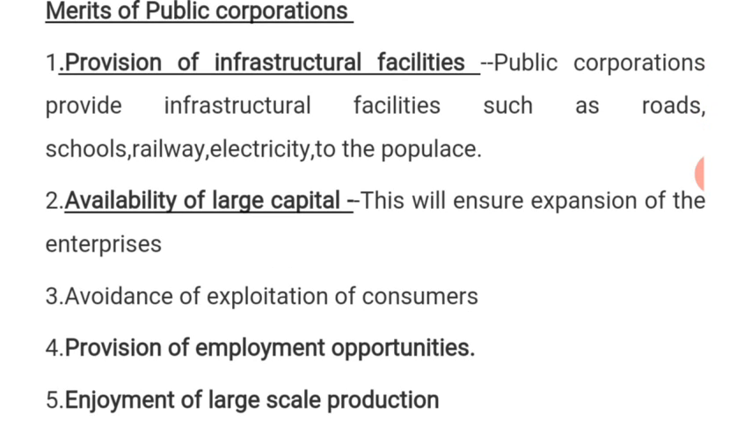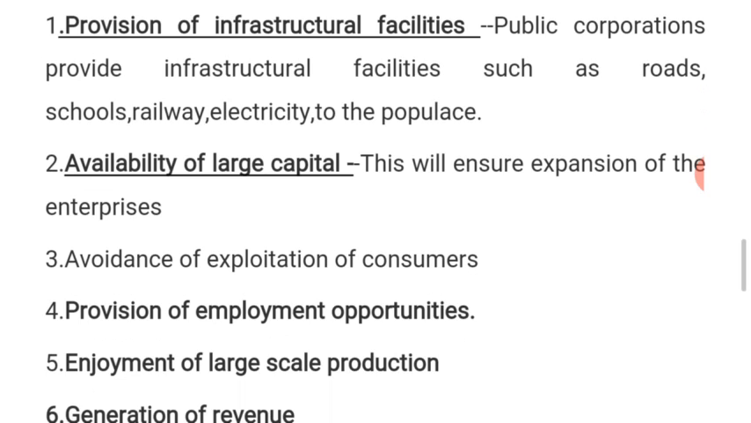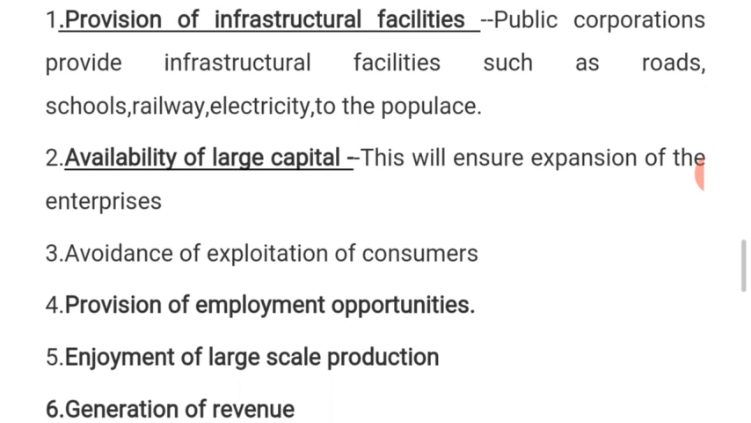Not only that, number 2, availability of large capital. This will ensure expansion of the enterprises. From the tax, the money that government is able to generate, government is going to get a huge amount of money, and that is why it is possible for government to establish all these businesses, because of the huge amount of money involved. Number 3, avoidance of exploitation of consumers. If the services we have been giving as examples, such as electricity and motorable roads, are left to be provided by private individuals, they are going to be charging huge amounts of money on them. Exorbitant prices are going to be charged, and that is why government considers taking all those services up.